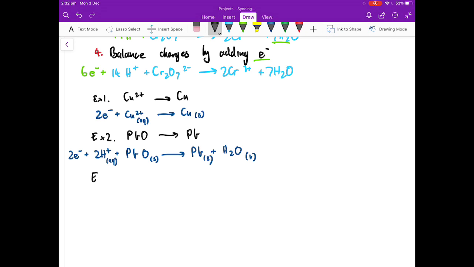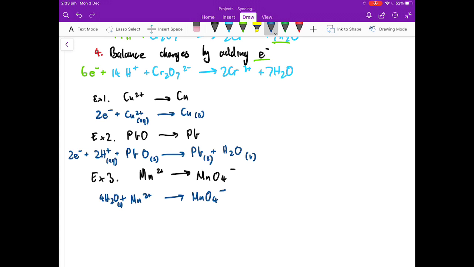Now let's work on example 3. Here we've got Mn2+ being converted to MnO4 minus. Step number 1 is to balance our Mn's, and as you can see, we don't really need to do that. Next step is to balance our oxygens. We've got 4 oxygens on the right hand side. We'll add 4 on the left hand side via H2O liquid.